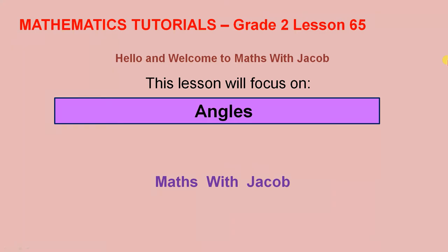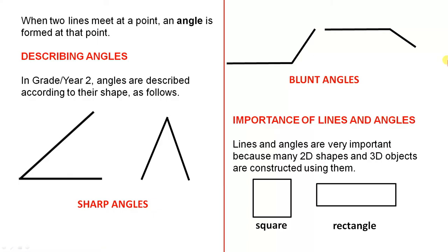This lesson will focus on angles. When two lines meet at a point, an angle is formed at that point. Describing angles. In Grade 2 or Year 2, angles are described according to their shape as follows.